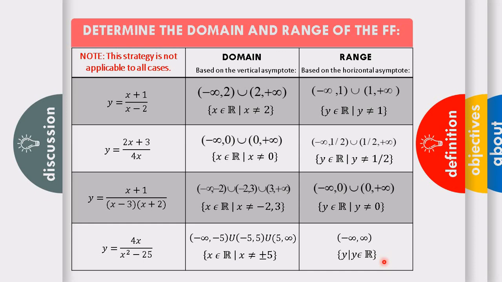So always remember that finding the domain and range is connected to the asymptotes. Okay? So the asymptotes become the restrictions for domain and range. So vertical asymptotes become the restrictions for the domain, and in the same sense, horizontal asymptotes become the restrictions for the range.